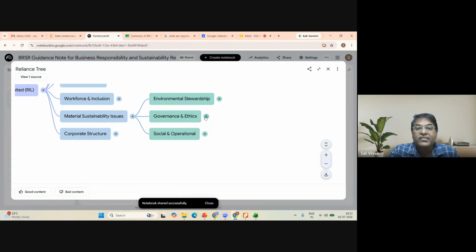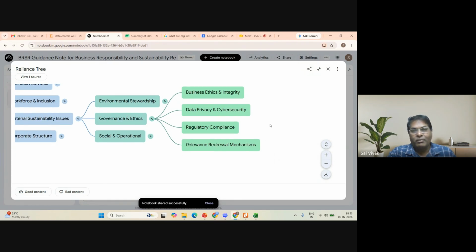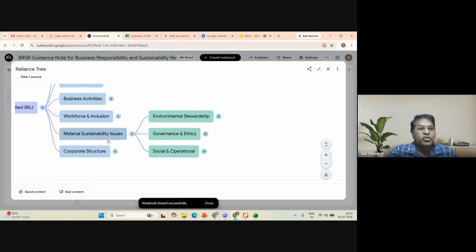The other one is governance and ethics: business ethics and integrity, data privacy, regulatory compliance, grievance redressal mechanism. We have seen how many grievances have come from various sources, and that stakeholders and customers were the maximum in giving their grievances or complaints, and most of them have been resolved. We have seen that a few of them were even left unresolved. We have seen the numbers also clearly in the report. So this is about material and sustainability issues.